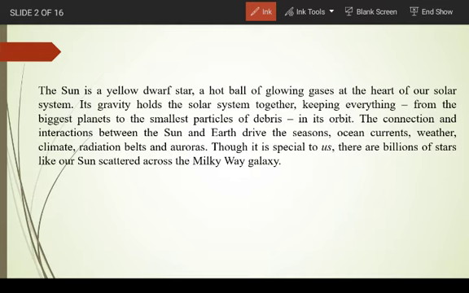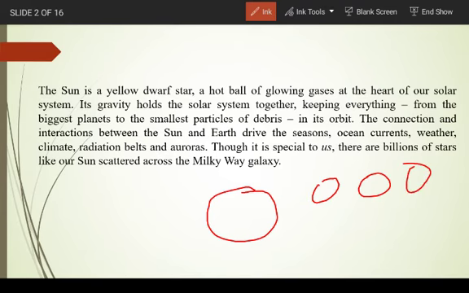The Sun is a yellow dwarf star which consists of gases, and it is the heart of our solar system. It is in the middle of our solar system and attracts every planet and lets them stay in their position. It is like another star, and it is not a big star. It holds everything from the biggest planets to the smallest particles of debris in its orbit, letting them stay in their orbit and rotate around it.